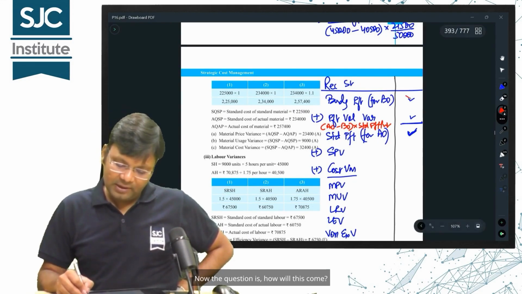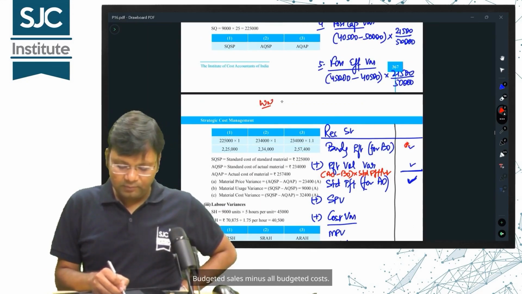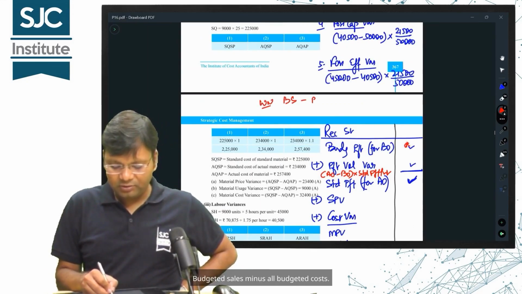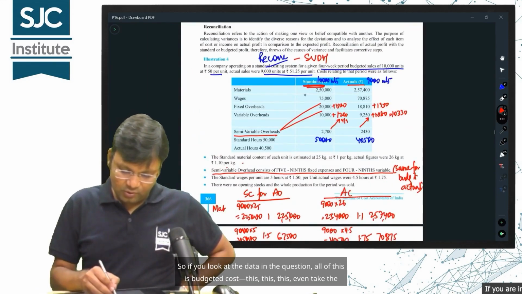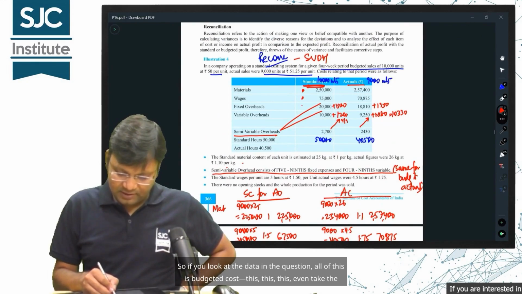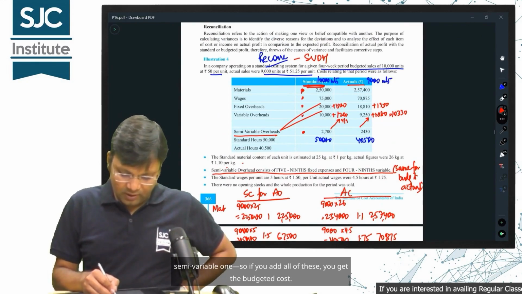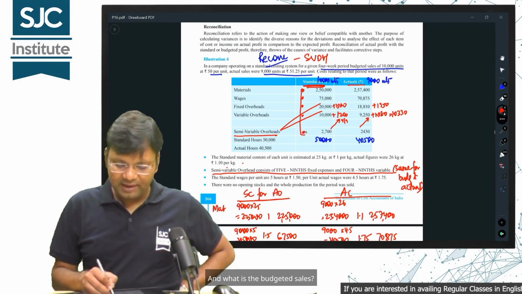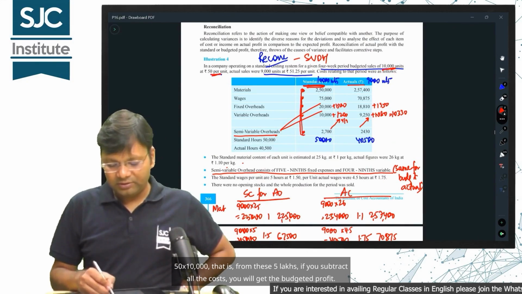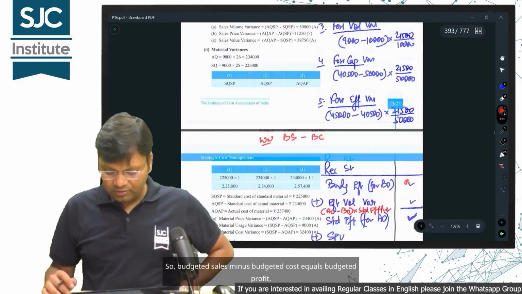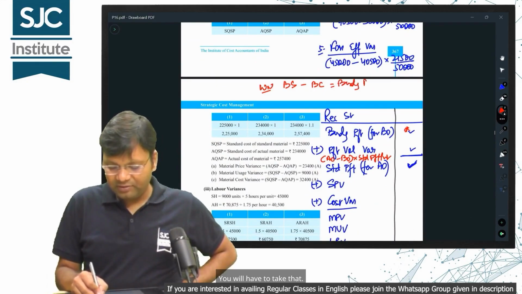Now the question is, how will this come? For the budgeted profit, you will have to do this working. How? Budgeted sales minus all budgeted costs. So if you look at the data in the question, all of this is budgeted cost. This, even take the semi-variable one. So if you add all of these, you get the budgeted cost. And what is the budgeted sales? 50 x 10,000, that is, from these 5 lakhs, if you subtract all the costs, you will get the budgeted profit. So, budgeted sales minus budgeted cost equals budgeted profit. You will have to take that.